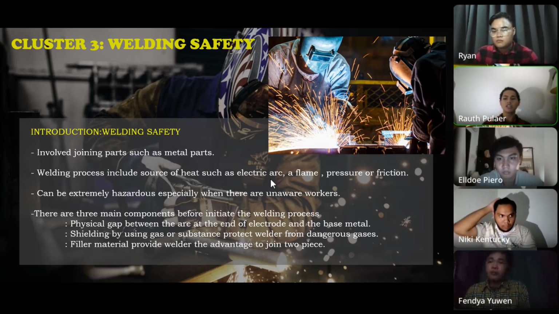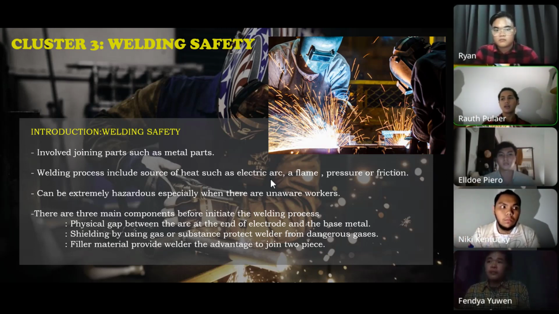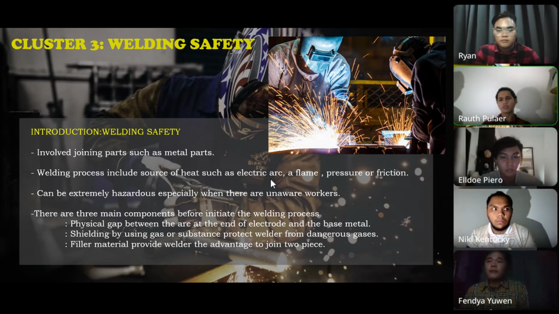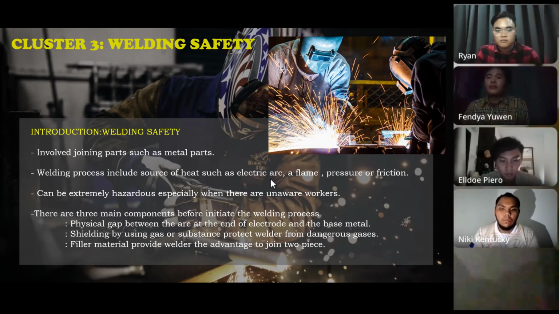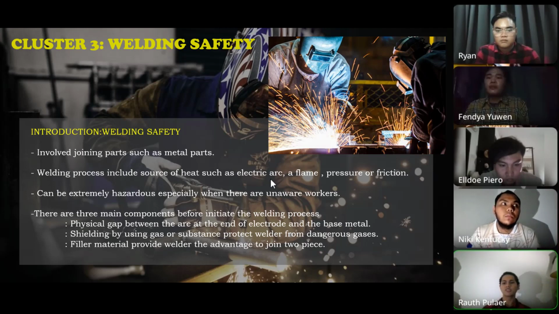And second is shielding, not the shielding that is PPE, like the helmet they would typically use. No, this shielding is present in some of the welding tools, where they produce some sort of gas to incinerate the poison fumes, so that the workers or the welders wouldn't inhale them. And the third is filler material. Filler material is a basic metal part, and basically what it does is it joins 2 pieces.